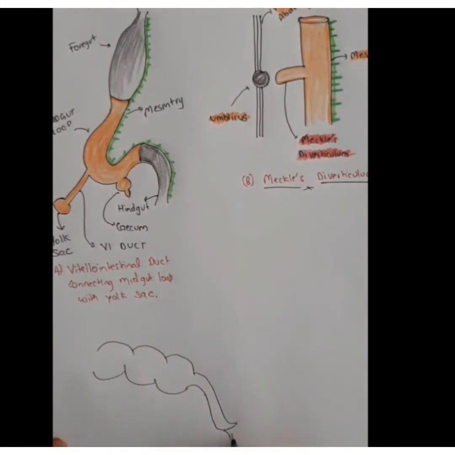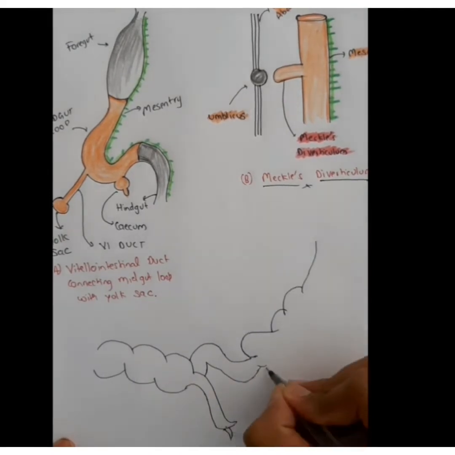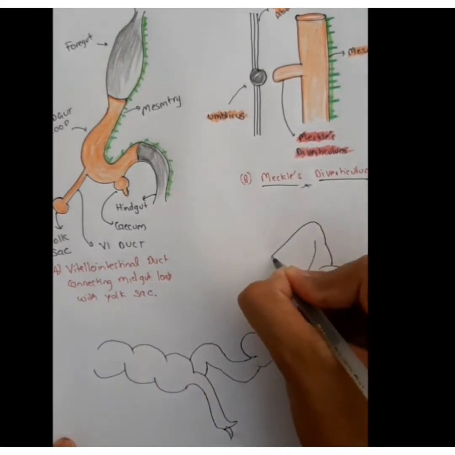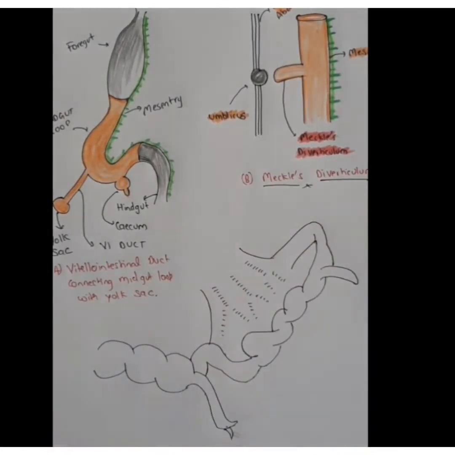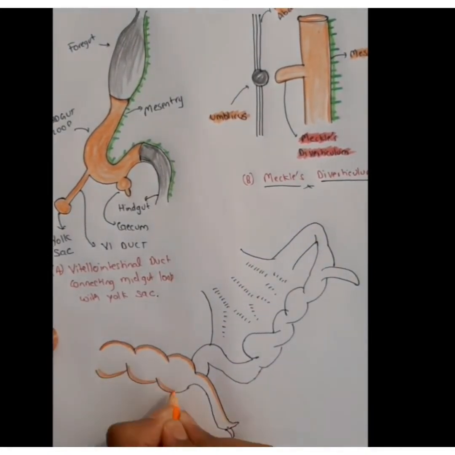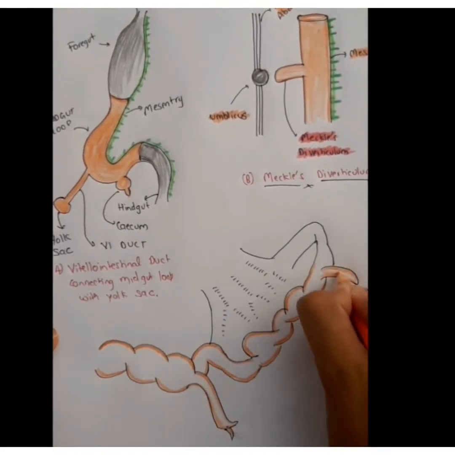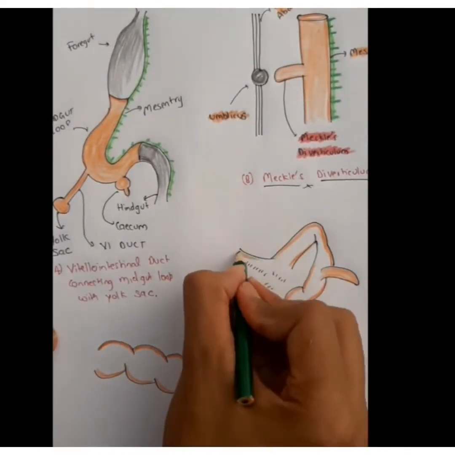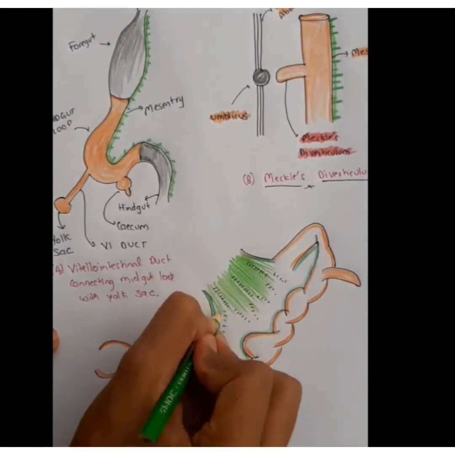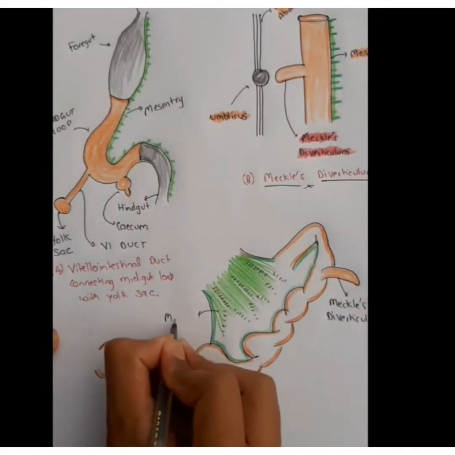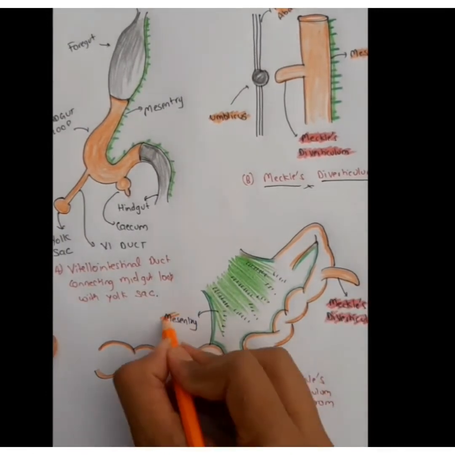Now here I am drawing the diagram of Meckel's diverticulum as seen during surgery. Occasionally, Meckel's diverticulum has small regions of gastric mucosa. It may be involved in other diseases similar to those of the intestine. This green color is the mesentery. This is Meckel's diverticulum, the mesentery, and the diagram of Meckel's diverticulum as seen from surgery.